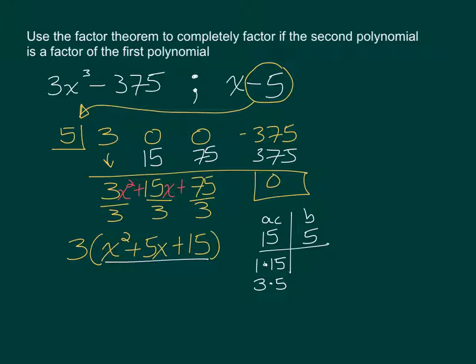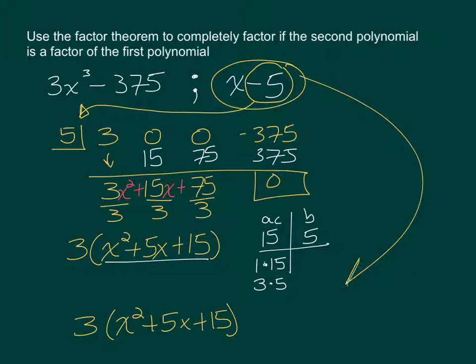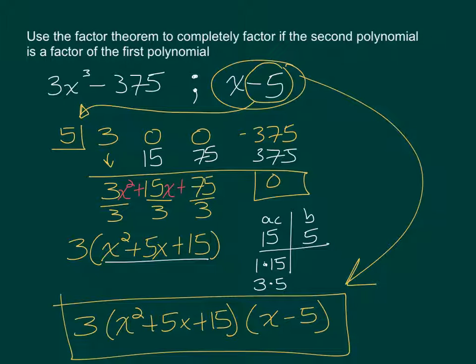This polynomial does not factor any more than just this common factor of 3. So we have factored our answer as best as we can. So our final answer here will be 3 times x squared plus 5x plus 25. And we have to remember to always go back to our original factor and add that as part of our answer, times x minus 5. There is your completely factored form of the original polynomial 3x cubed minus 375.